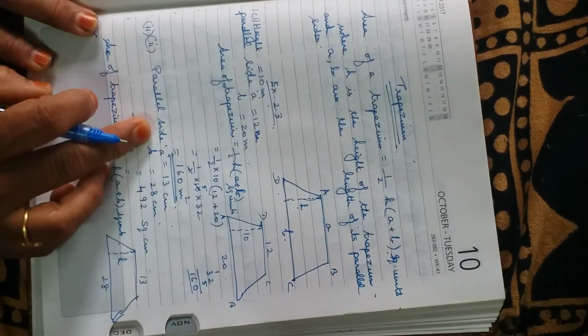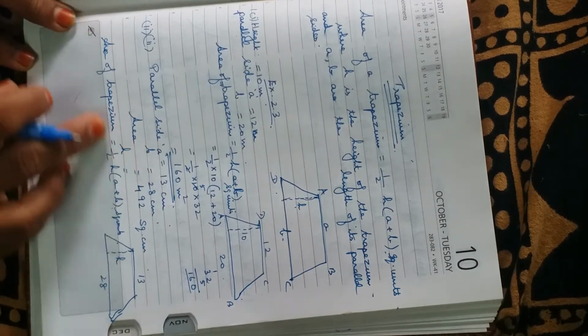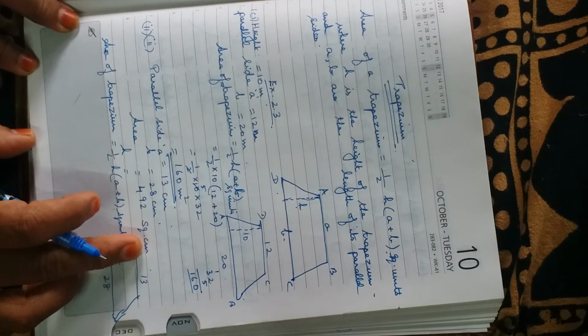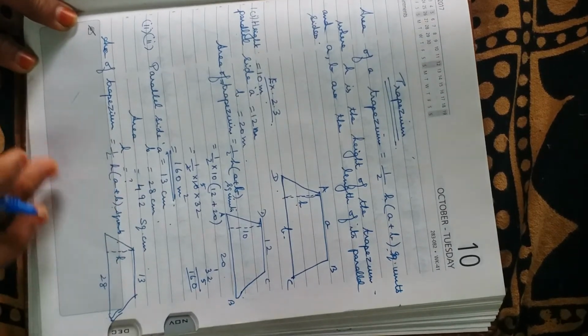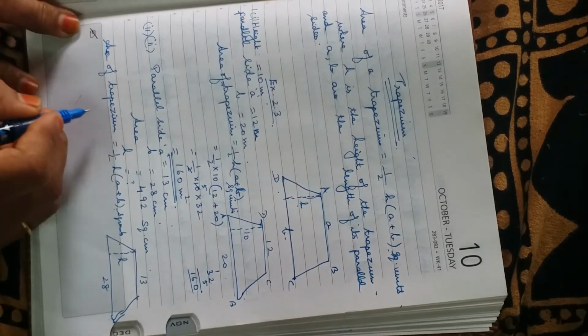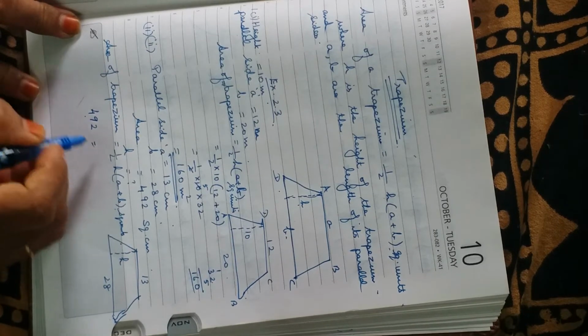Second sum, parallel sides a is given as 13, b is given as 28. You are supposed to find out h. The area is given as 492 square centimeter. You do not know the value of h. You are given three values, and you are supposed to find the fourth value. So, since the area of the trapezium is given, you write 492 below that. This is the area of the trapezium value.